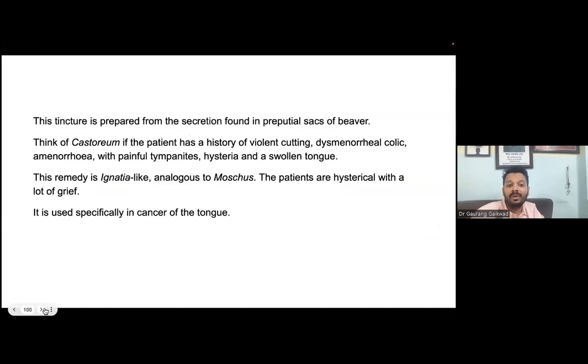But what is the symptom of Castoreum? With the dysmenorrhea, there is a lot of tympanitis, which means the abdomen is swollen up, a lot of flatulence, gas, and a lot of hysteria, which means sudden change in mood. Castoreum. Every remedy I teach you, you have to go back and read from Boericke and Clarke's Materia Medica. Is that okay? Will you do that? Say yes.